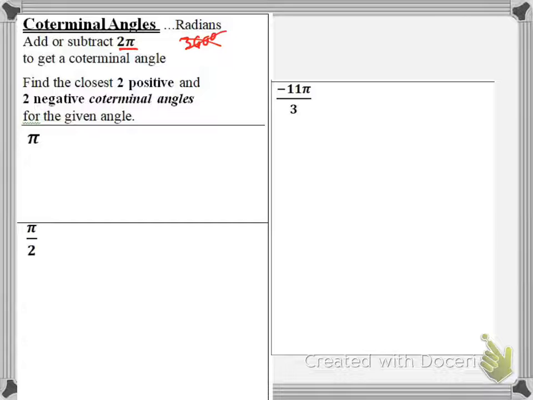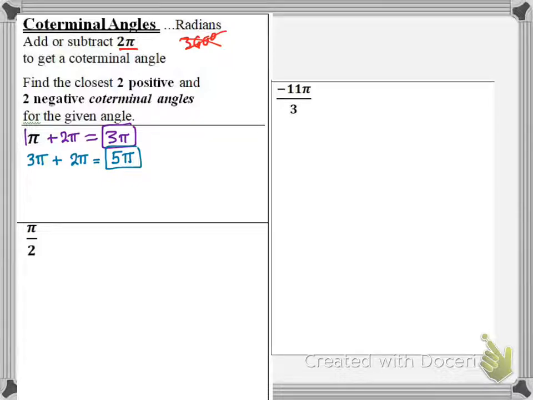So instead of saying plus 360, minus 360, I'm going to do plus 2 pi. So I'm talking about 1 pi plus 2 pi is 3 pi. There is a positive angle that's coterminal to that. I need another positive one. Circle that. Another positive one would be if I take that answer and add on another 2 pi. Now I have 5 pi. 2 angles, positive, coterminal to that.